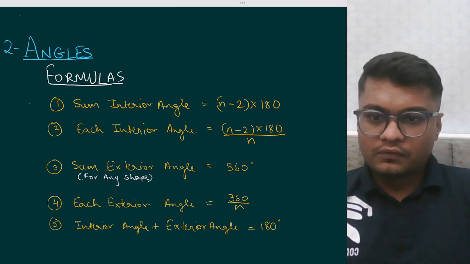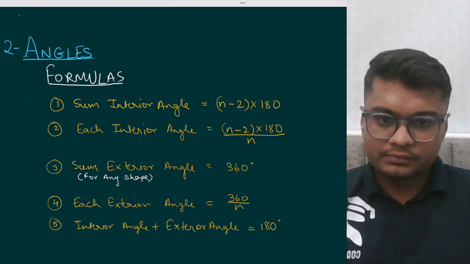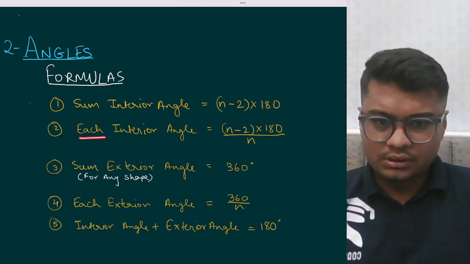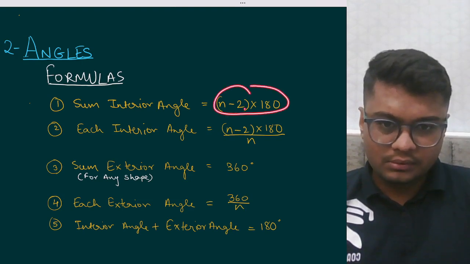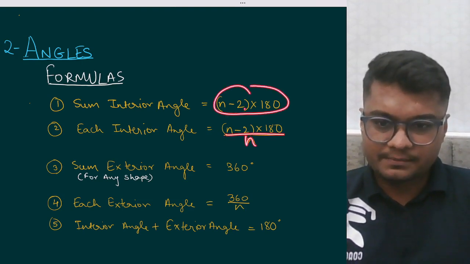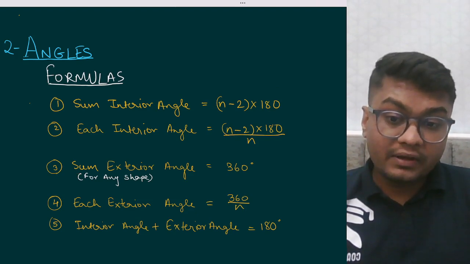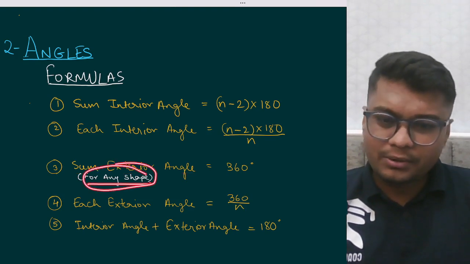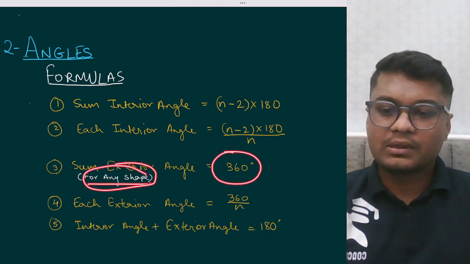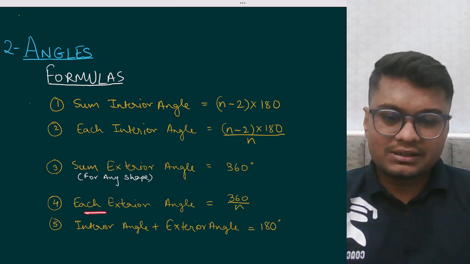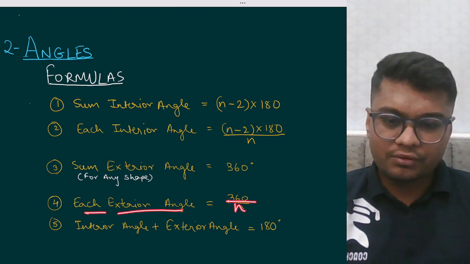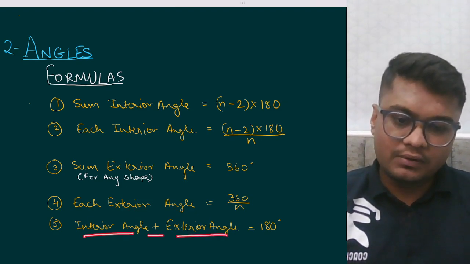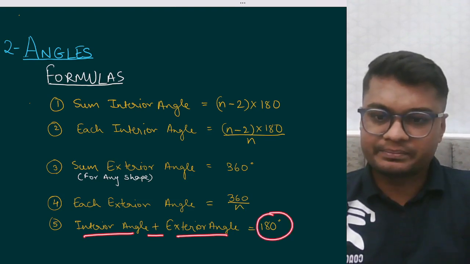Yes. First of all, sum of interior angles, that is n minus 2 into 180. If you want to find out each, then you just have to take this formula and divide it by the number of sides. Sum of exterior angles for any shape is always 360 degrees. Now each exterior angle, same, take 360 and divide by number of sides. Interior angle plus exterior angle will always add up to 180 degrees.